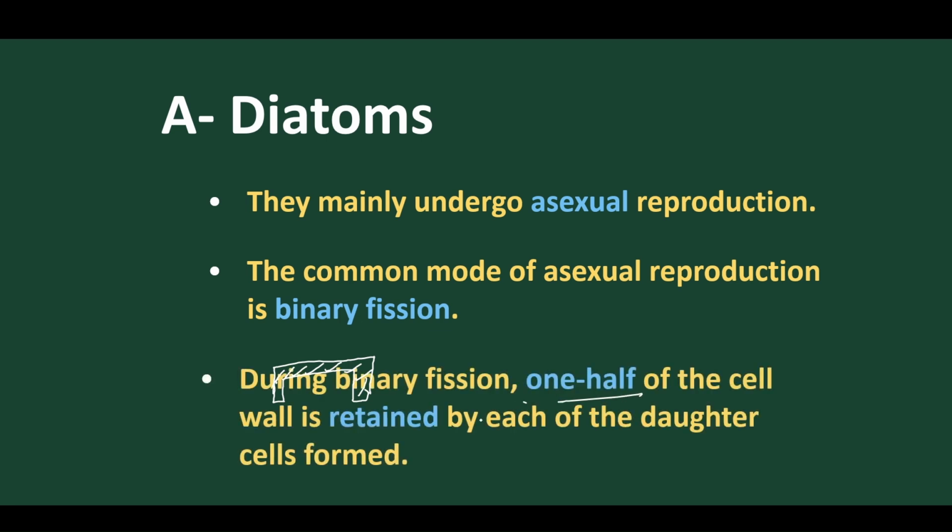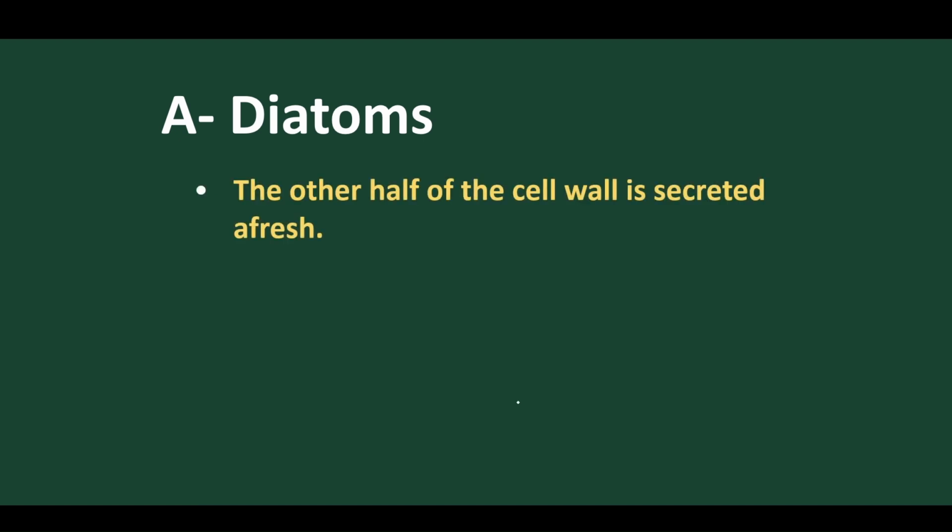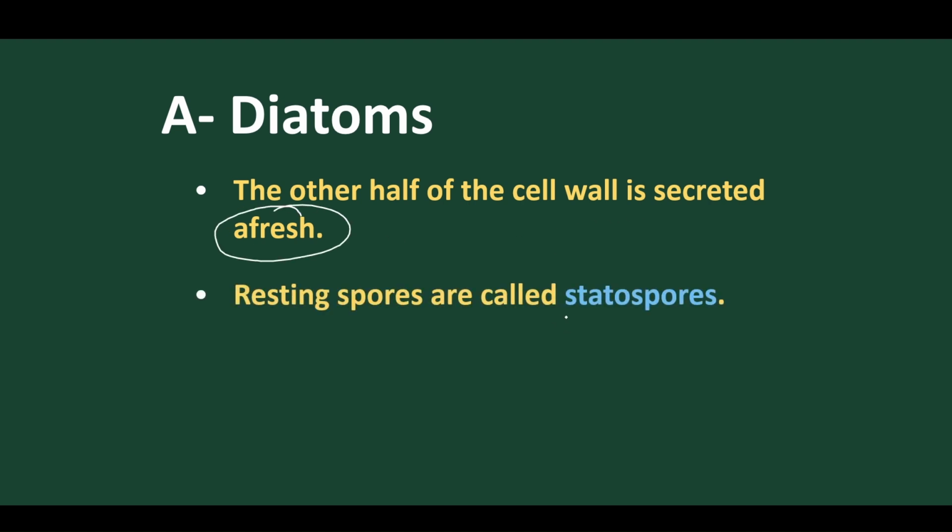So in binary fission, one half of the cell wall is retained and the other half of the daughter is newly formed. Yes, we have discussed this. The other half is secreted new. Sometimes in adverse conditions, to withstand them, they produce a cyst-like resting spore that is called a statospore.